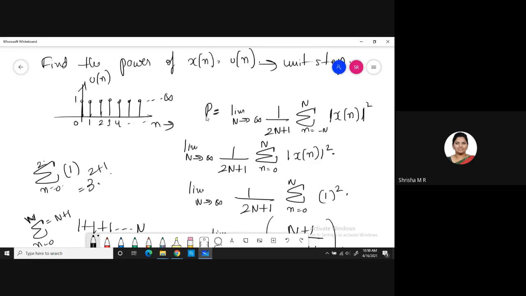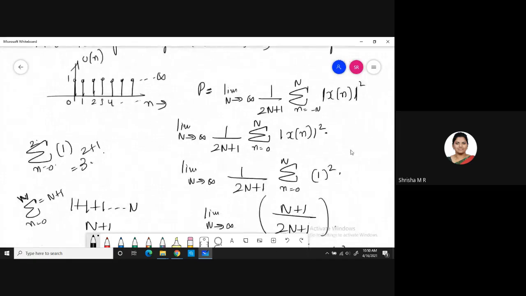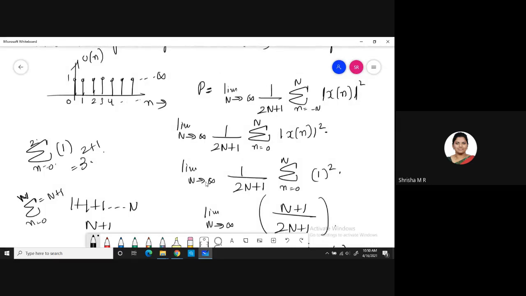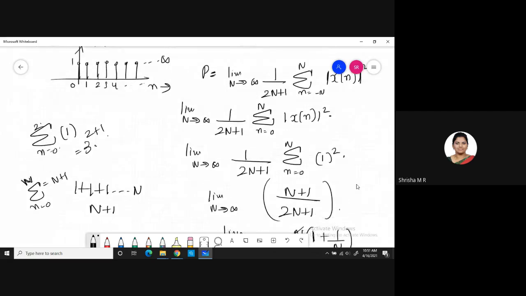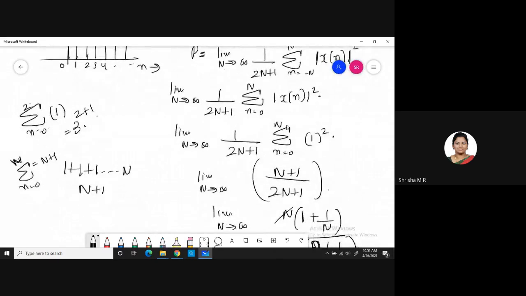So we have power P equal to limit n tends to infinity 1 by (2n plus 1) into summation n equal to minus n to n, x of n whole square. We don't have signal on the left side, we have only the right side because it's a unit step signal. So I'll take summation limits from 0 to n only, and x of n amplitude is 1. So we have limit n tends to infinity 1 by (2n plus 1) summation 0 to n of 1 square.